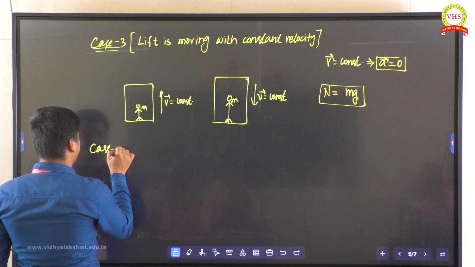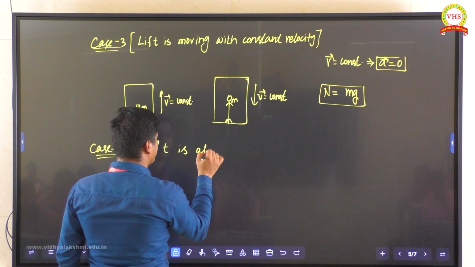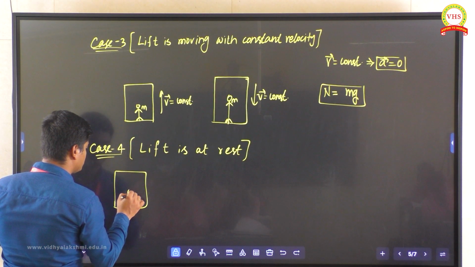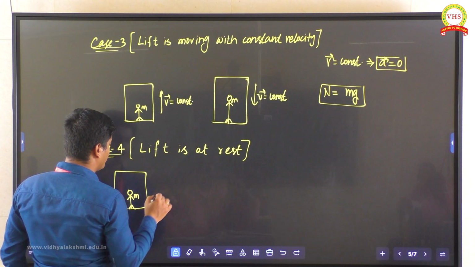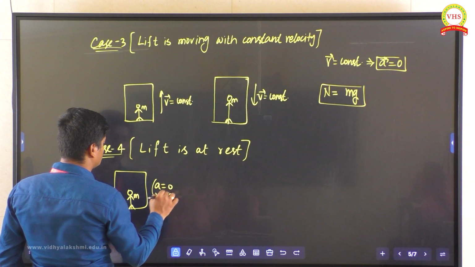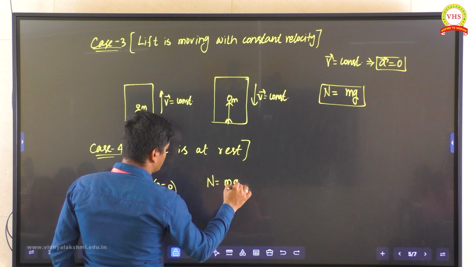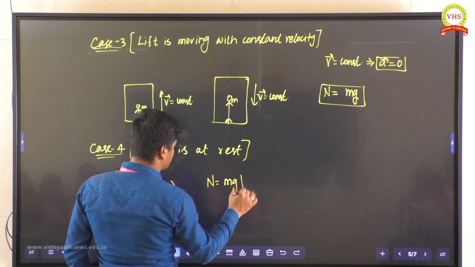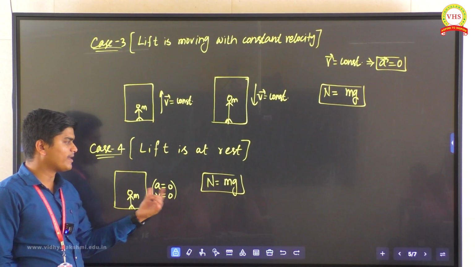Case 4, suppose the lift is at rest. What is the normal reaction? The lift is not moving. At rest, acceleration 0, velocity also 0. Both are 0 for the lift. So now what is the normal reaction? The normal reaction will also be mg, as in the previous case. So when the lift is at rest, normal reaction is mg.